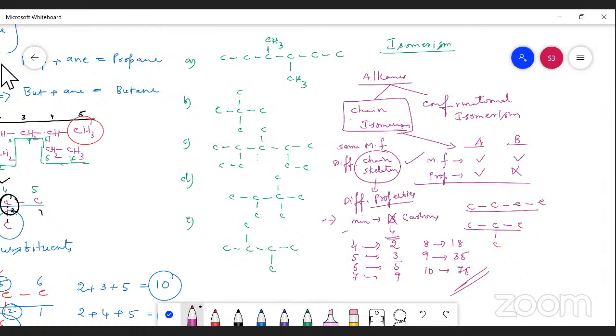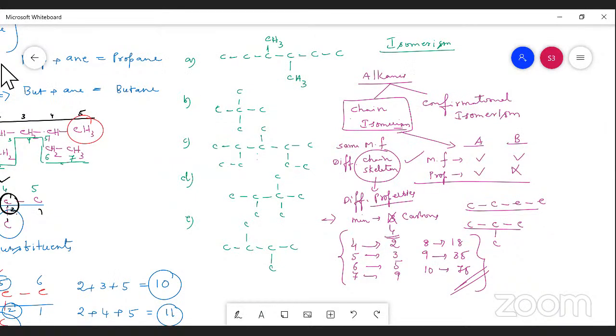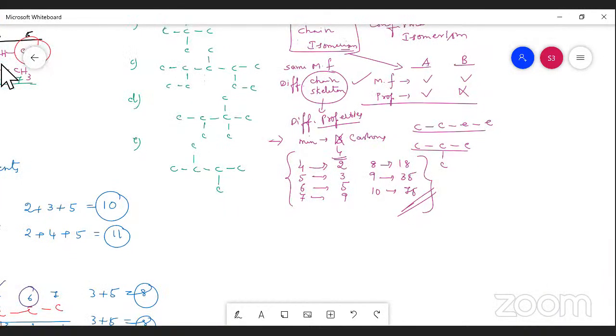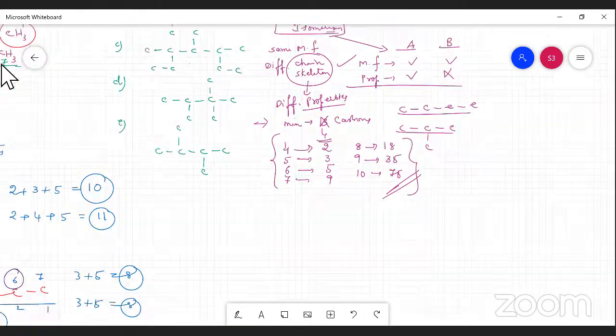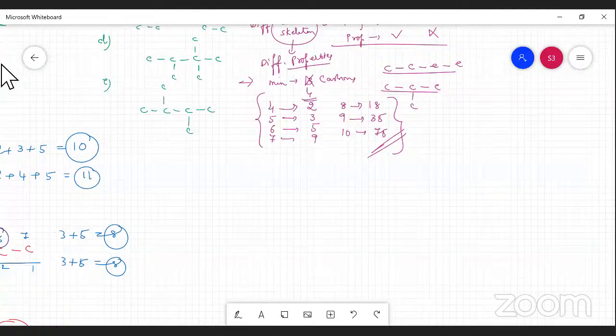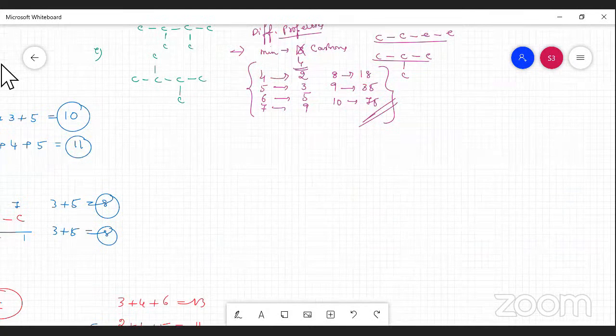So just remember this list: the number of chain isomers based upon the number of carbons. If the compound has only 4 carbons, how many chain isomers can it show? 2 chain isomers. 5 carbons, 3 chain isomers. 6 carbons, 5 chain isomers. 7 carbons, 9 chain isomers, and 8 carbons, 18 chain isomers. Okay, and then 9 carbons, 35; 10 carbons, 75. So likewise, different numbers of chain isomers they can show. This is chain isomerism.